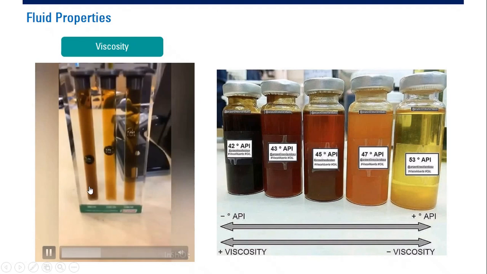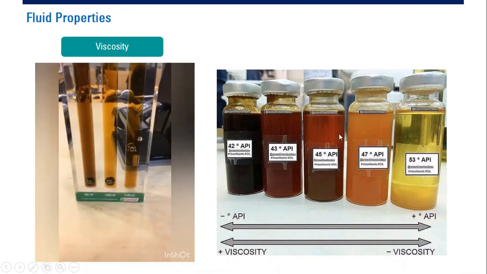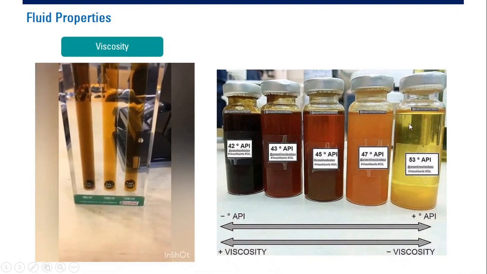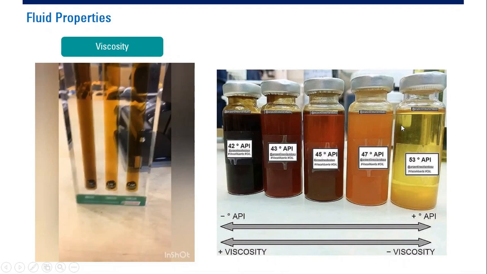And also the gravity or density. We usually measure the density in API degree. To the left, we have lower, smaller API. To the right, we have higher API. Yang kiri, heavier, lebih berat. Yang kanan, lighter, lebih ringan.